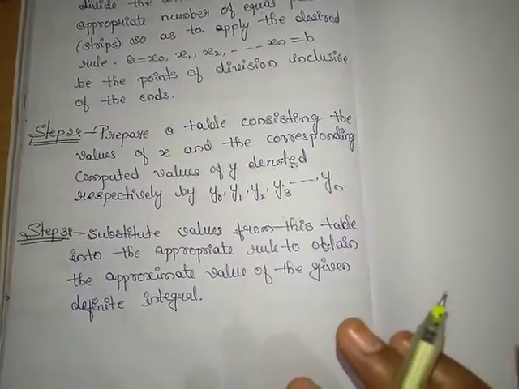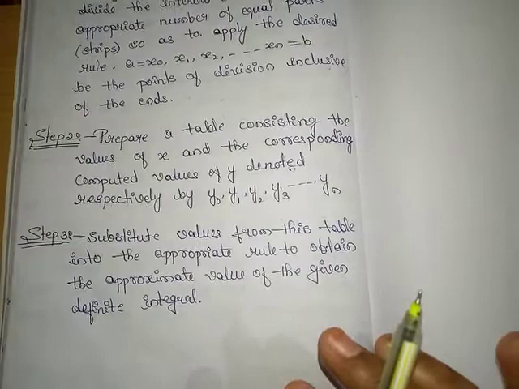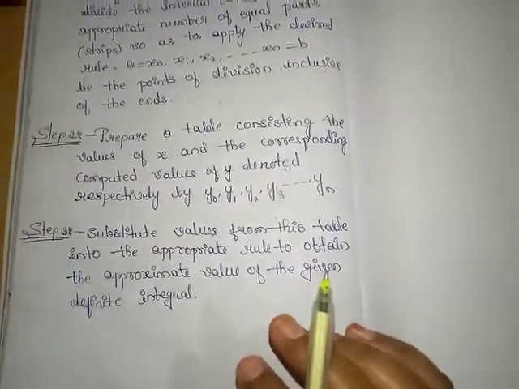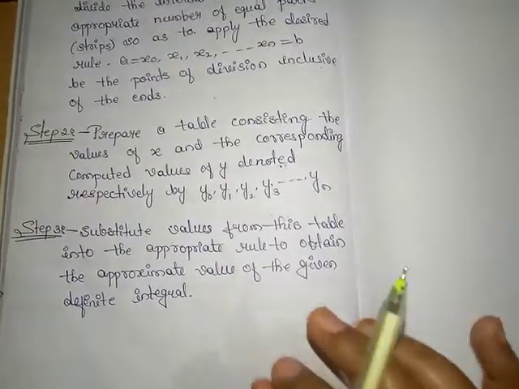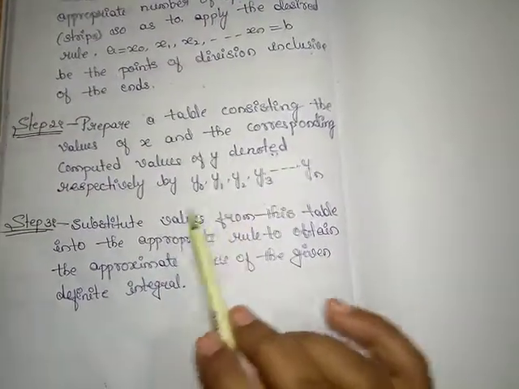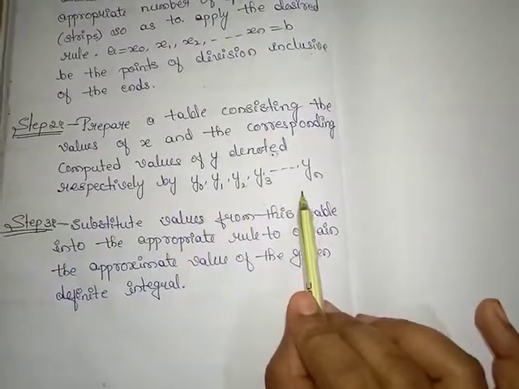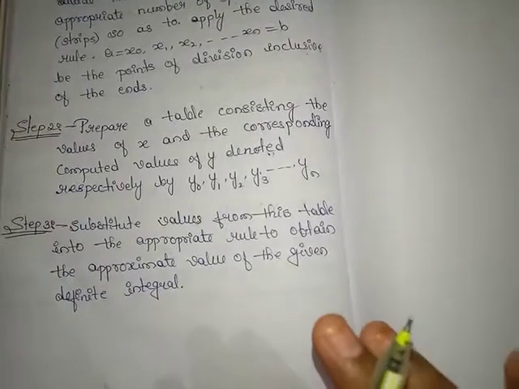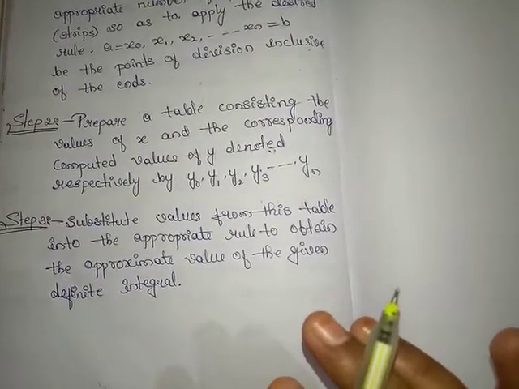If they tell us to use Simpson's 1/3, use that one. If they ask for 3/8, then use the 3/8 rule. Like that, take the required formula, substitute the values of y's and find the solution. Let us see the examples.